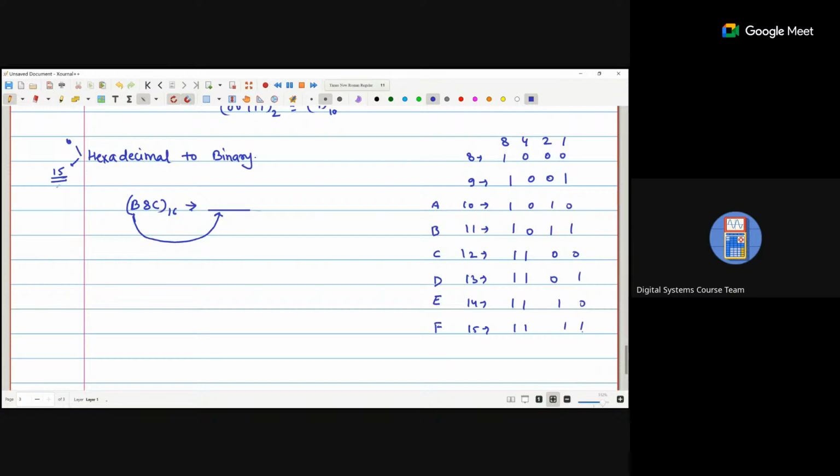So B is 1011. 8 is 1000. And C is 1100. This is the binary.